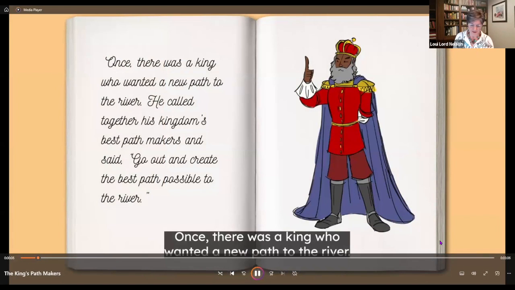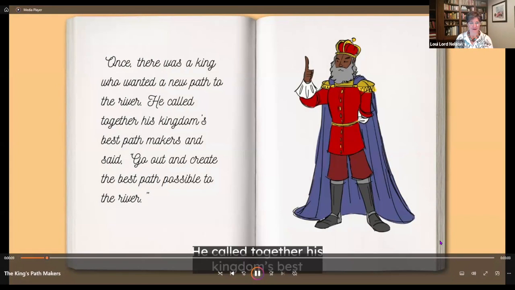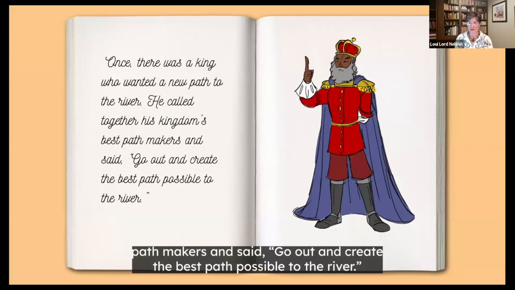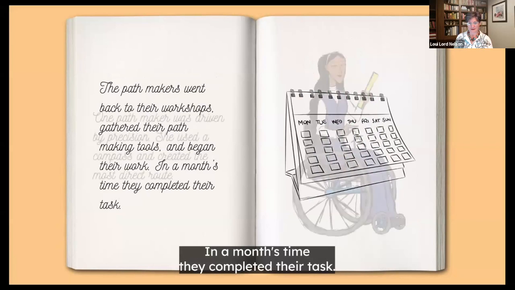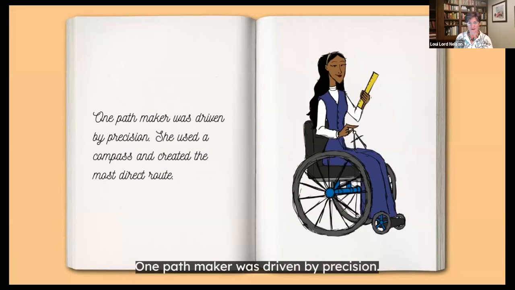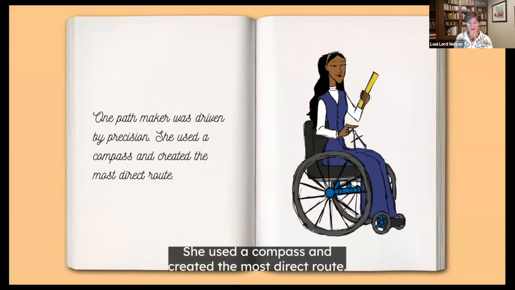Once there was a king who wanted a new path to the river. He called together his kingdom's best path makers and said, "Go out and create the best path possible to the river." The path makers went back to their workshops, gathered their path-making tools, and began their work. In a month's time, they completed their task. One pathmaker was driven by precision. She used a compass and created the most direct route.